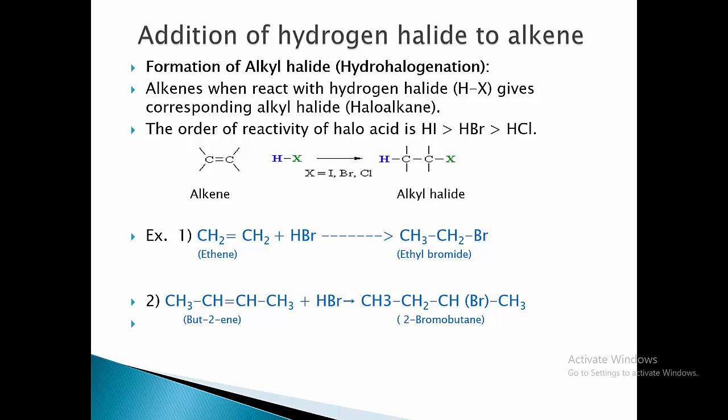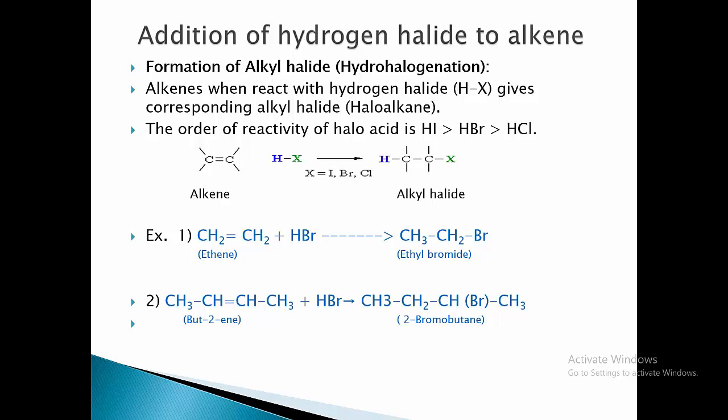Alkenes are unsaturated hydrocarbons having a carbon-carbon double bond in their compound. Now here, when addition of hydrogen halides, that is HCl, HBr or HI, is carried out across the double bond of alkene, formation of alkyl halides takes place. This is a simple addition reaction. This reaction is also known as hydrohalogenation reaction. Hydrohalogenation means addition of hydrogen and halogen atom. When alkenes react with hydrogen halide, they give the corresponding alkyl halide or haloalkanes.